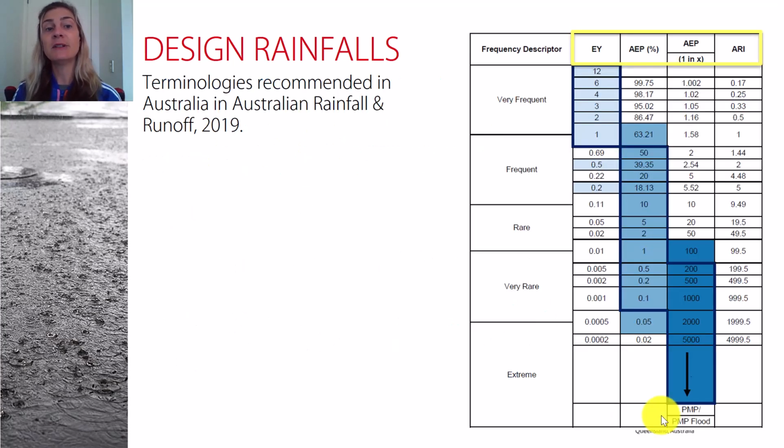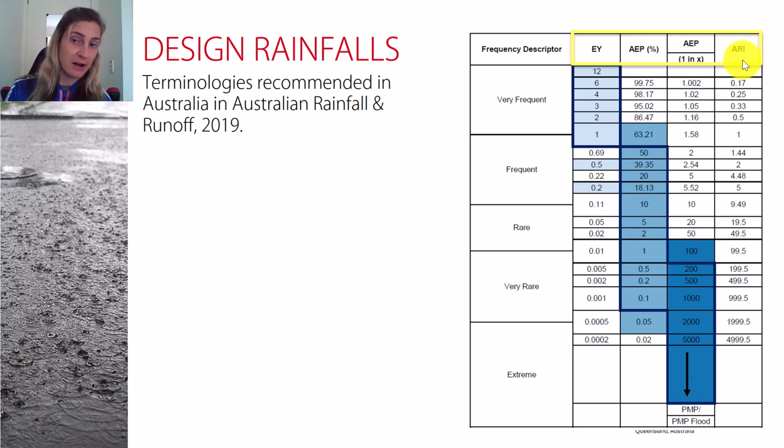Let's start with the terminologies used and recommended by the ARR. Okay. So probably the most common terminology in use, globally, is the ARI, which is average recurrence interval. For example, if I say that one event has a 1-year recurrence interval, it means that that event is expected to occur every year. Okay.